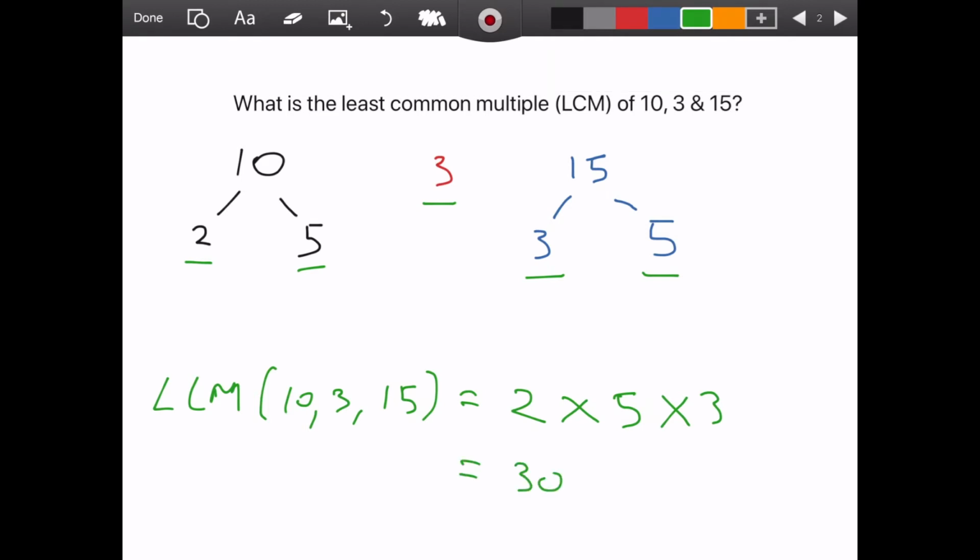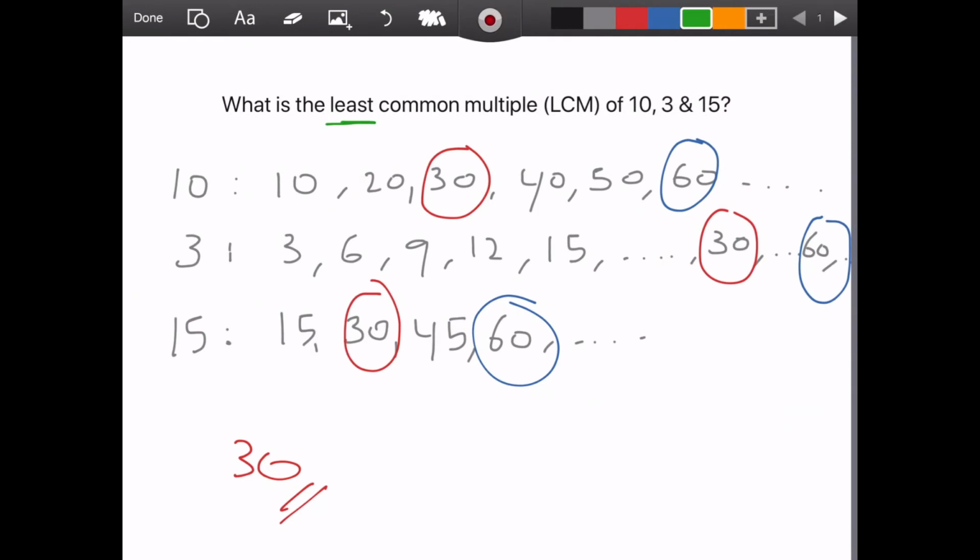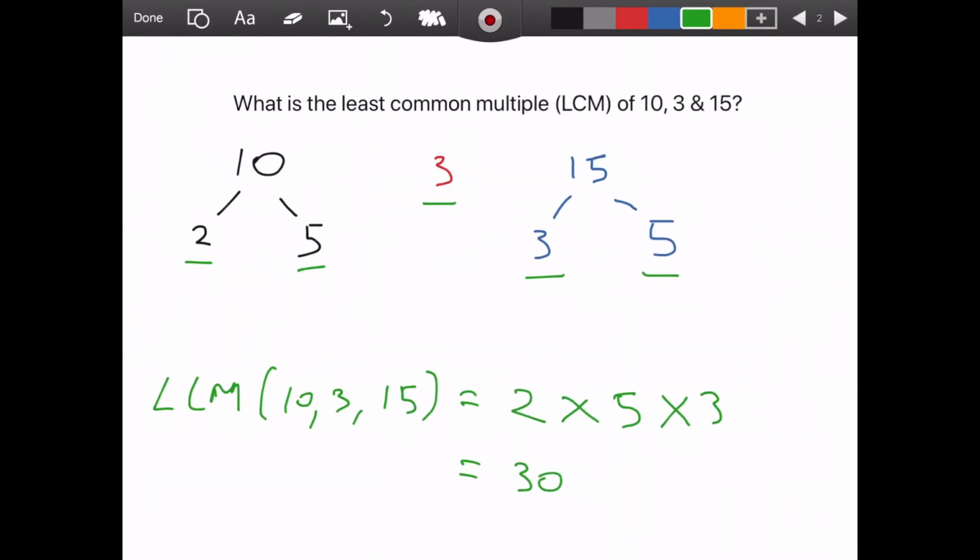So this is the least common multiple of 10, 3, 15 using the prime factorization method. And let's check against our first answer. Oh yeah, it's also the same. It's 30, right? So hopefully you see how these two methods make sense. Because if you watch the video again, you realize that actually the second method is faster.